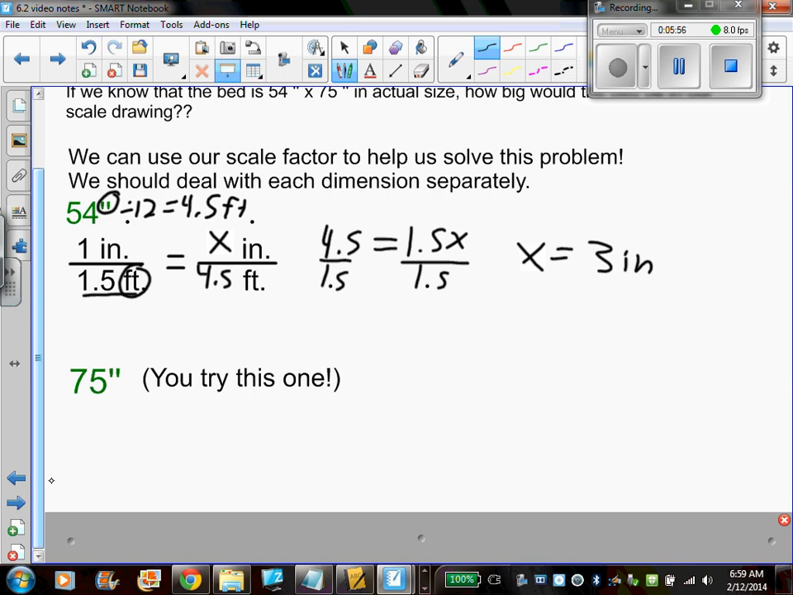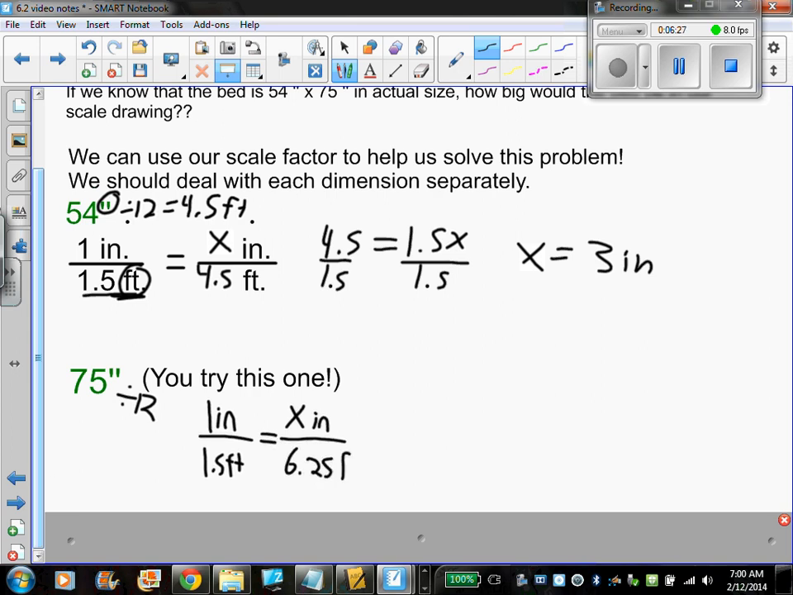moving on to solving 75 inches. Remember, first thing we need to convert to feet for this example, because actual size and our scale factor is in feet. 75 divided by 12 is 6.25. So we're going to have 1 inch over 1.5 feet equals an unknown number of inches over 6.25 feet. So what this sets up then is 6.25 equals 1.5x.